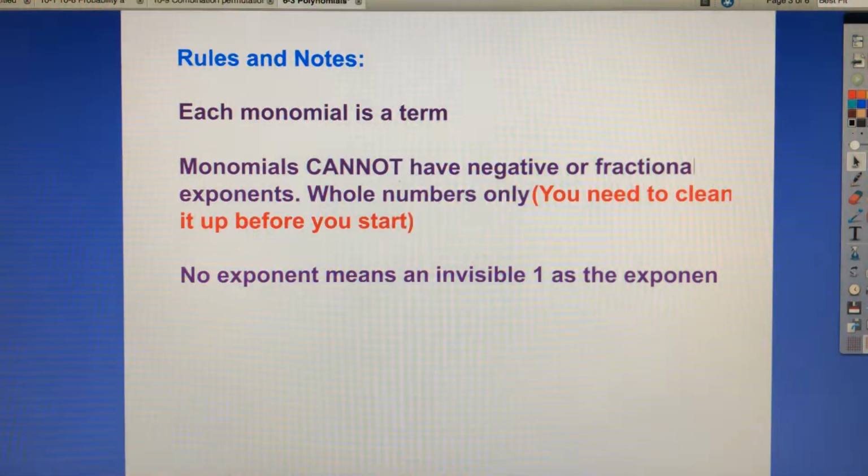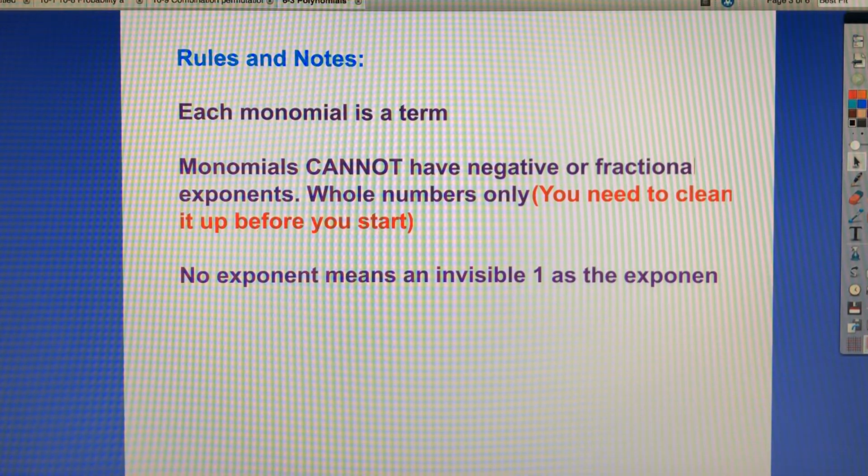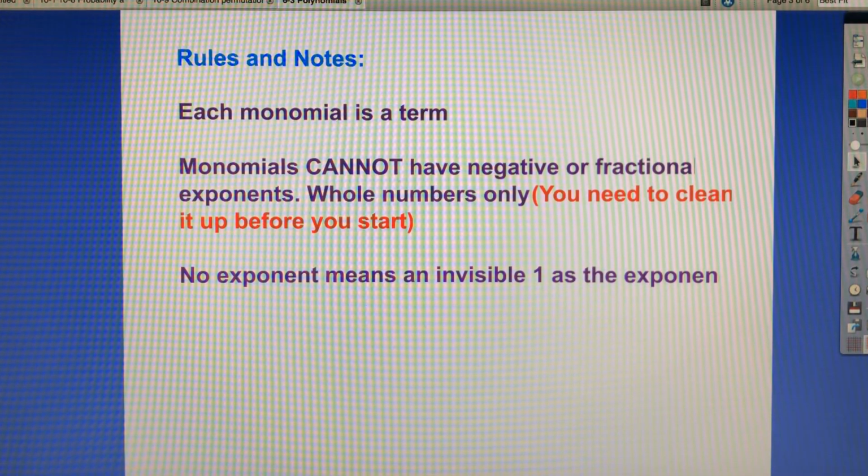Rules and notes. Each monomial is a term. Monomials cannot have negative or fractional exponents. They are going to have whole numbers only. That means you need to clean it up before you start. No exponent means you have an invisible 1 as the exponent.